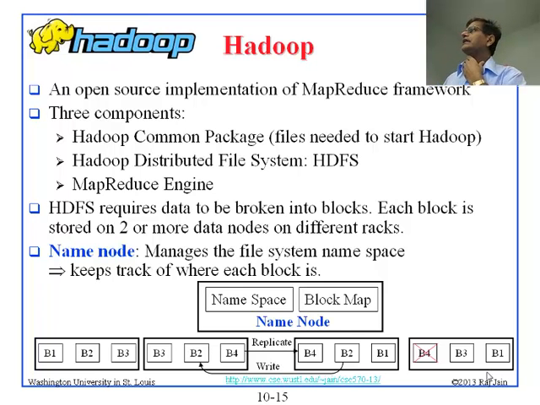Okay, so the name node manages the file system namespace and keeps track of where each block is. As before, when you want to write something, you come to the name node, it tells you to go here, this and that, and all that goes on. The file system is maintained as before.